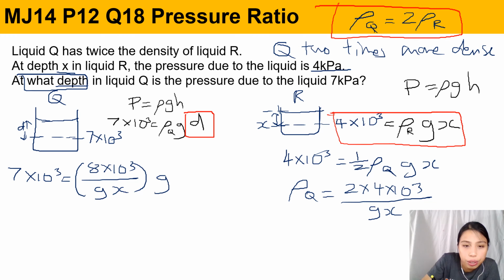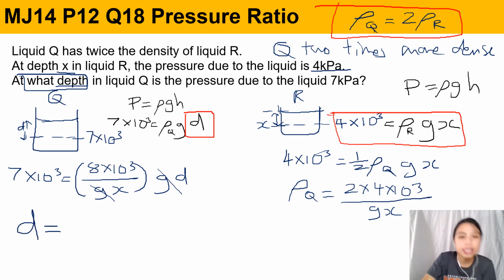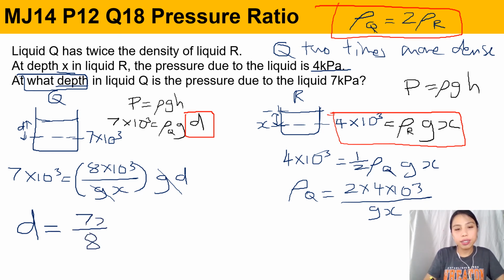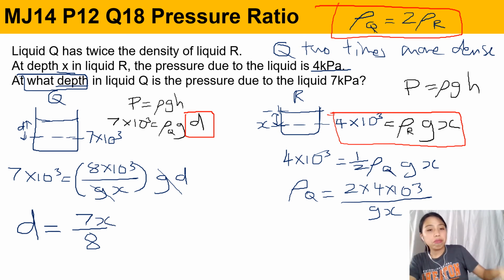Then GD, that's all that's left. Now I can rearrange everything. Oh, G and G cancel out. I just need to find the depth D, because everything nicely cancels out. So I have my values, I can use my calculator. If you calculate, you should get 7 times 10 to the 3 divided by 8 times 10 to the 3, 7 over 8x. So this is the answer already, 7 over 8x.